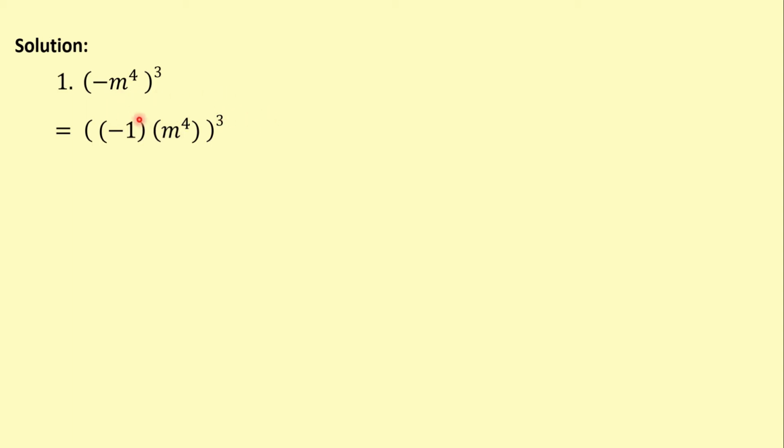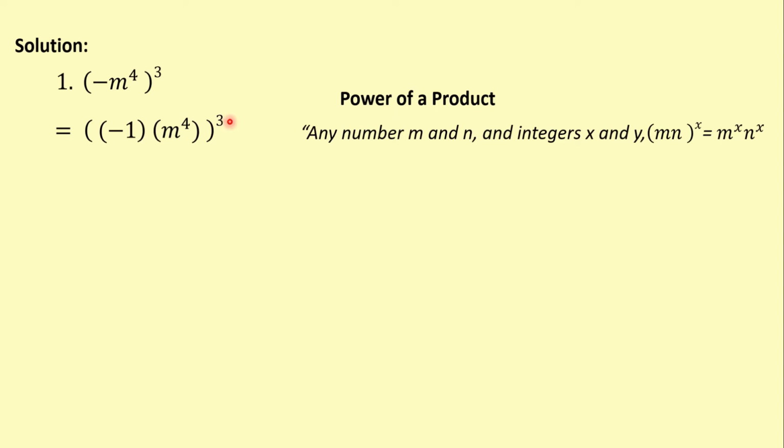So, product siya. Ni-raise siya sa exponent. So, gagamit tayo ng product law of exponent. Power of the product. Any number m and n and integers x and y, m times n raised to the power of x is equal to m to the power of x times n to the power of x. So, ibig sabihin lang nito, i-distribute lang natin 'tong exponent dito sa dalawang 'to. Okay, so magiging ganito na yung kanyang tsura nitong ating equation.